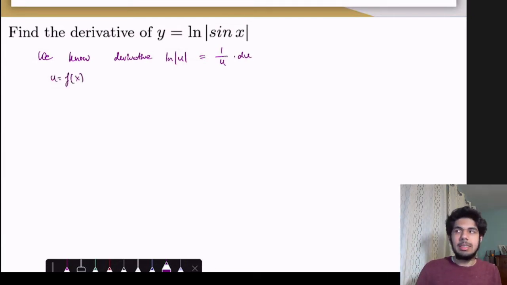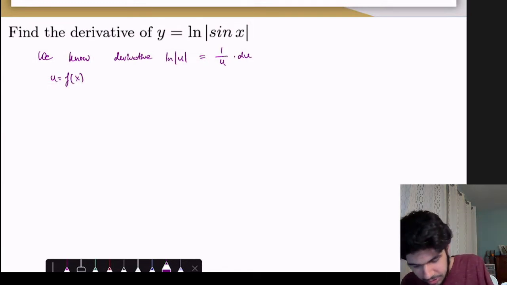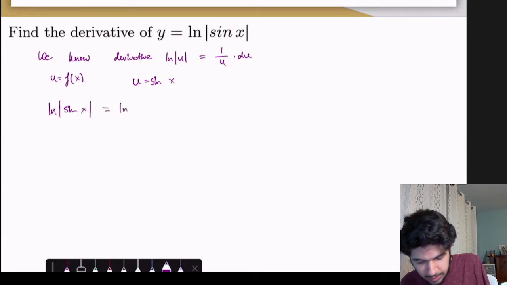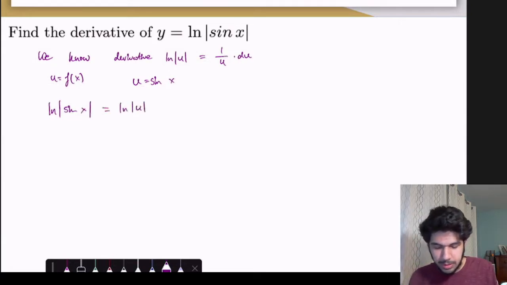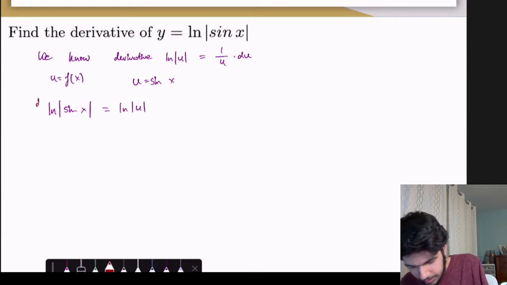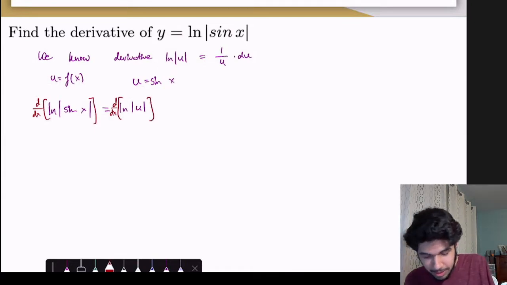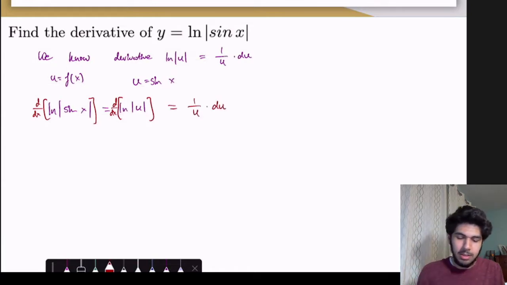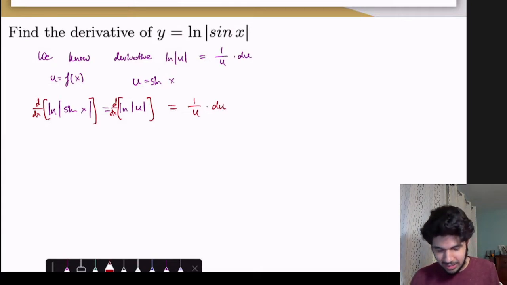So in this case, what would u be? Well, if we let u equal sine of x, then we have ln of the absolute value of sine of x equals ln of the absolute value of u. So that means if we were to take the derivative, which is what we're trying to find, we can take the derivative on both sides, and that we know is equal to 1 over u times du. So now it simply requires us to plug back in what u is and take care of it.